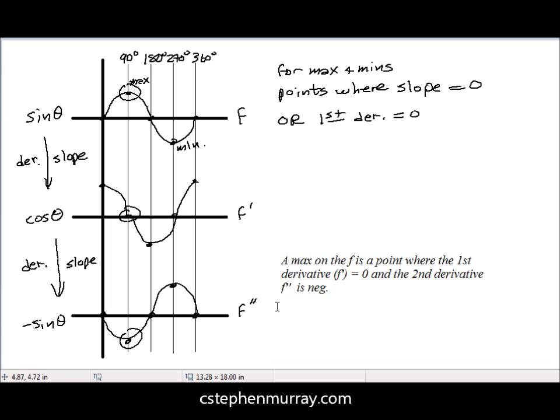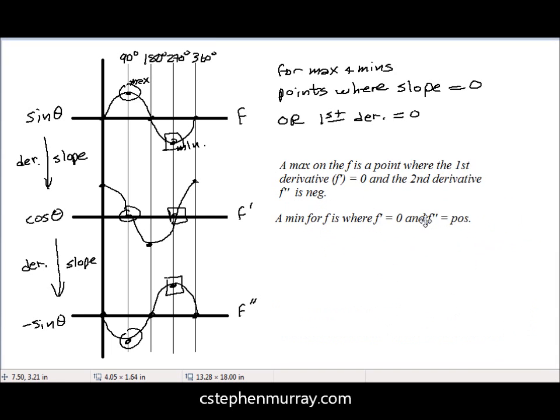Well, then we can do this again for a minimum. A minimum for f is where f prime equals 0 and f double prime is positive. It's that simple. Okay, so I'll go ahead and box that. Minimum, minimum. So this gives us our procedure for finding a max or a min.